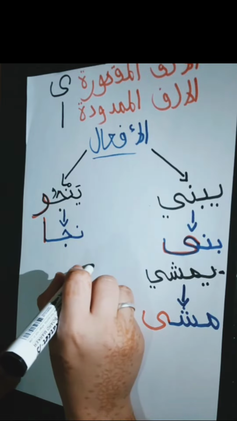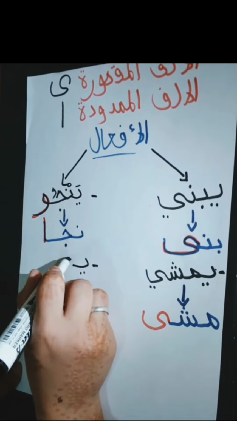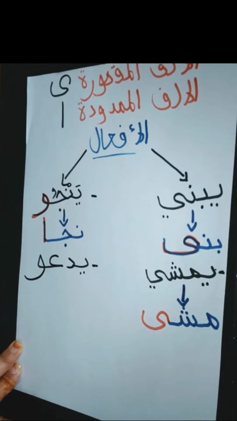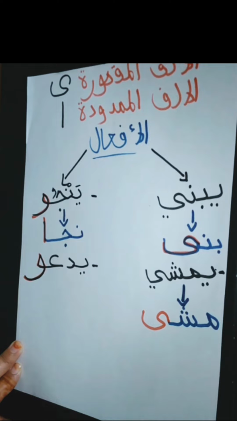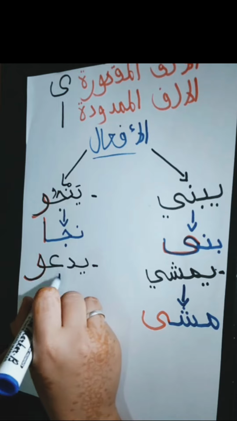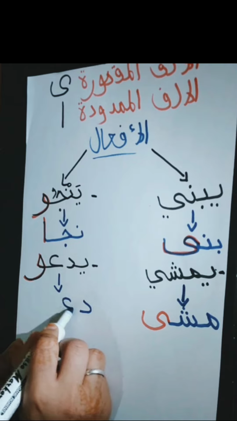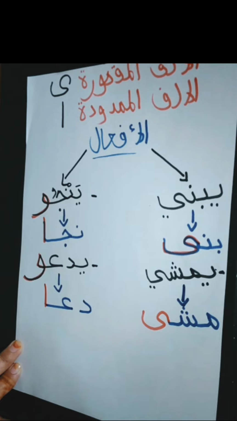I will give you another example to understand what I told you, guys. دعا, يدعو. This is a verb. We can see also in this verb that it ends with الواو, and if it ends with الواو, then we should write these words with الألف الممدودة, then دعا. دعا is the former of these words, and يدعو is when we put it in present tense.